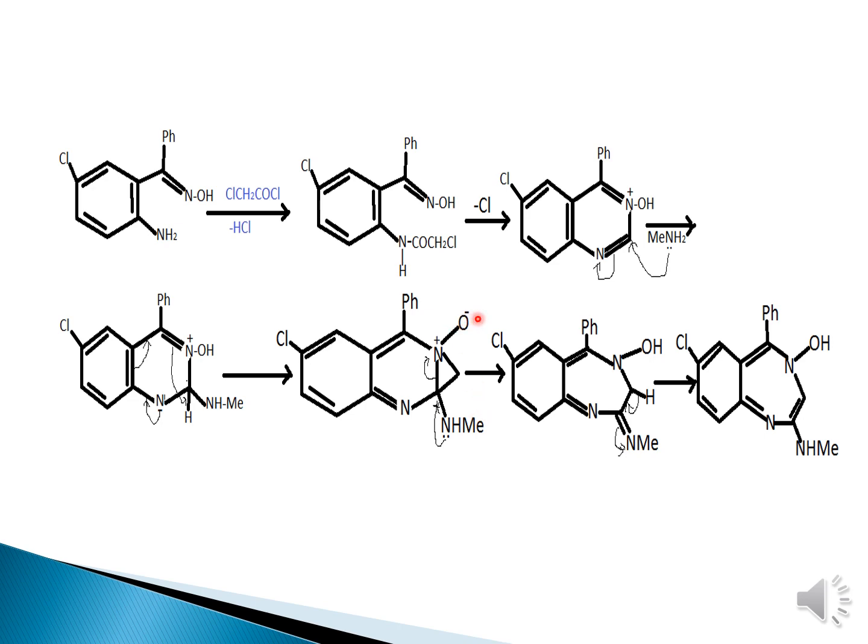So this minus charge will abstract the proton, and then this bond shifts, making a double bond, and there is a ring opening reaction taking place, resulting in this structure. And then this hydrogen atom again opens up, and then this bond shifts, and this again gains a negative charge. This hydrogen which gets cleaved out will abstract that proton and result in this structure, that is your diazepines.